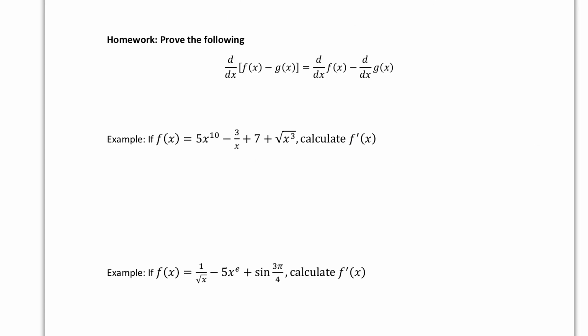So for homework, you can go ahead and prove that the derivative of f(x) minus g(x) is equal to the derivative of f(x) minus the derivative of g(x). It's the same as the proof we just did, but instead of plus, it's going to be minus. And you use the limit law that the limit of a difference is the difference of the limits. So using these laws, let's go ahead and try a couple examples.